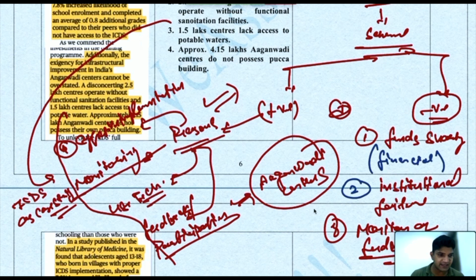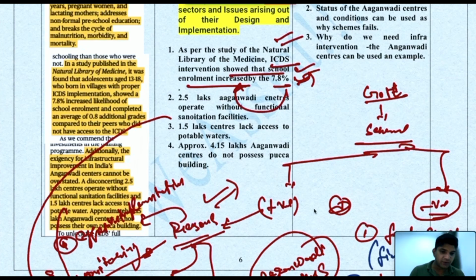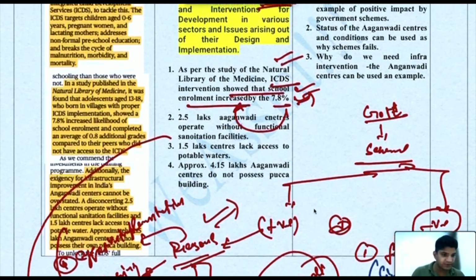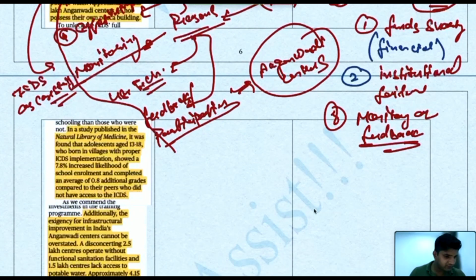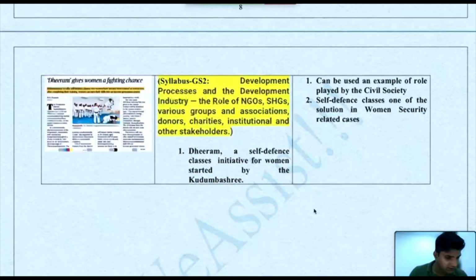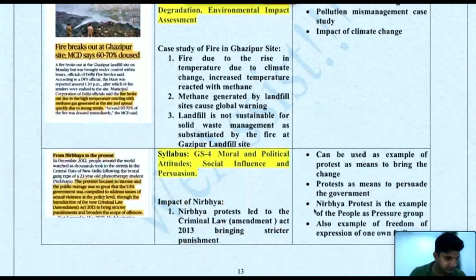We will see one another example. For positive, we have memorized ICDS. And for ICDS we have also seen the positive impact, that with the ICDS intervention, school enrollment increased by 7.8%. So next time, if we reverse it, if a question comes on how we can increase school enrollment, we need schemes like ICDS which focus holistically on children in the age group of 0 to 6. So interchangeably it can also be used. For negative, in funds, there was this example of one scheme where the funds were unutilized. I'll show you that example.